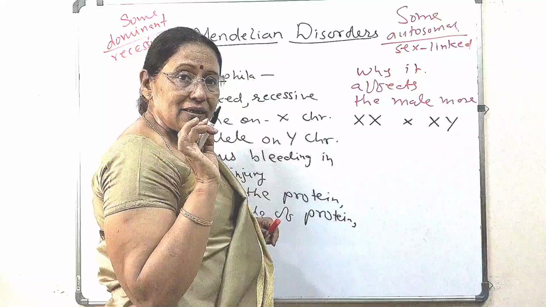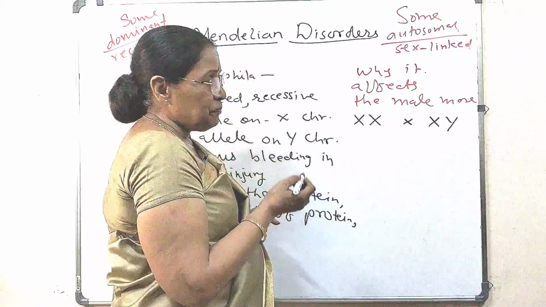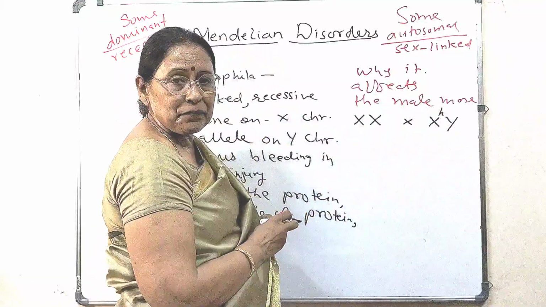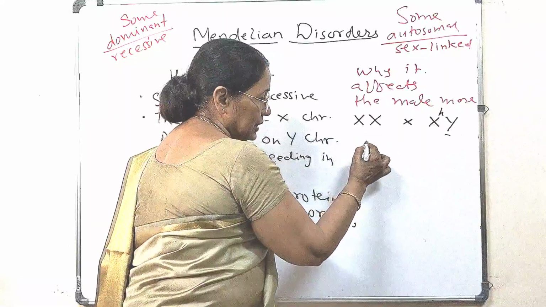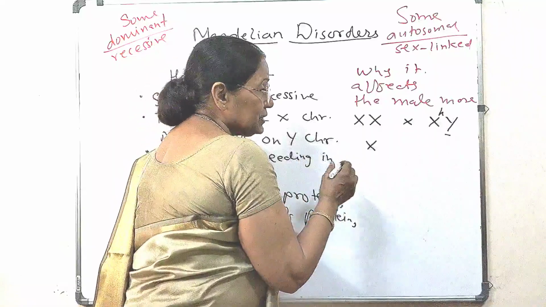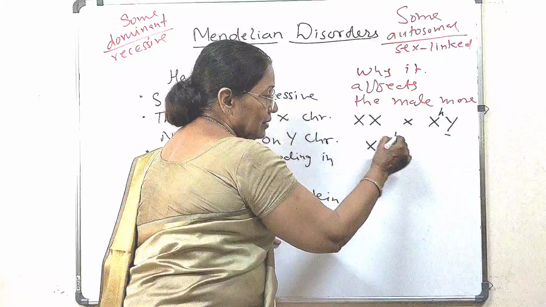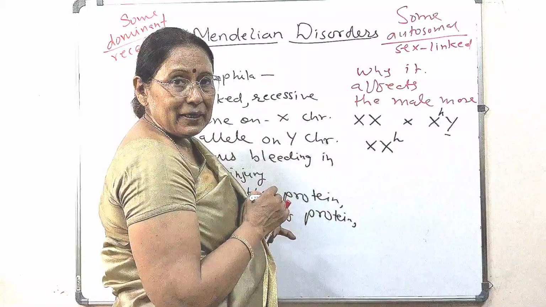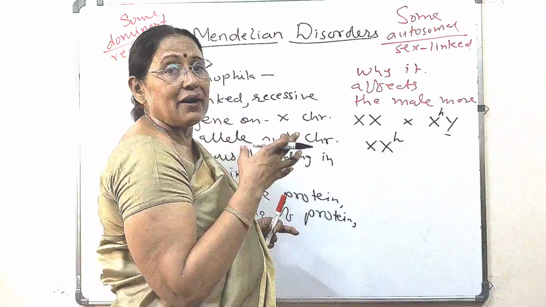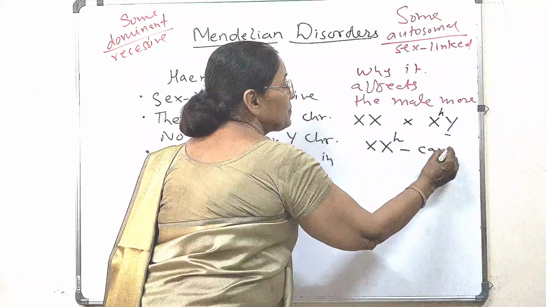If the diseased allele is a recessive one, we will take small h for hemophilia. So if the recessive gene is present here, and the daughter receives one X from the mother having the dominant allele, which does not allow the disease to occur, and she has got one recessive allele, still she is not affected. She is protected because she has two X chromosomes. She is the carrier of the disease.